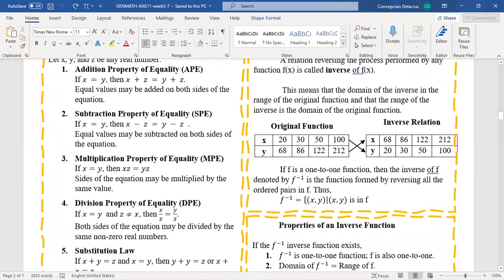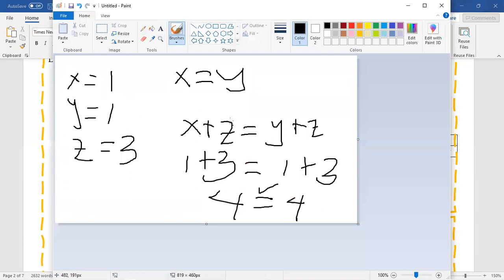Next, the subtraction property of equality. It says here, if x is equal to y, then x minus z is equal to y minus z. Equal values may be subtracted on both sides of the equation. So another example here, I will change it into subtraction.